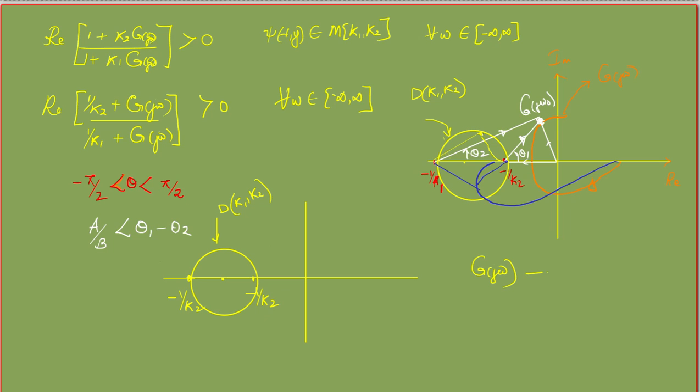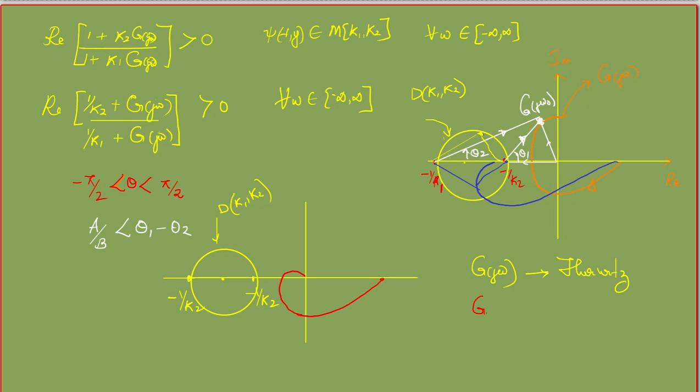The G(jω) Nyquist plot should not encircle this disk if G(jω) is Hurwitz. The same analysis: if G(jω) has no poles on the right of the imaginary axis, that means G(jω) is stable, then for the whole system to be stable, G(jω) should not encircle the disk.